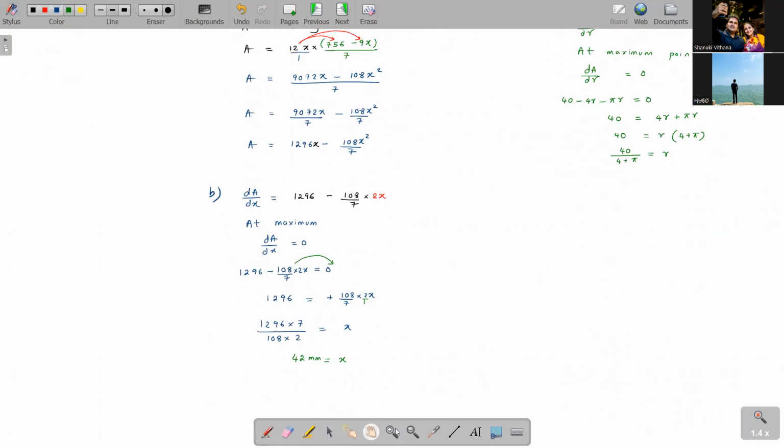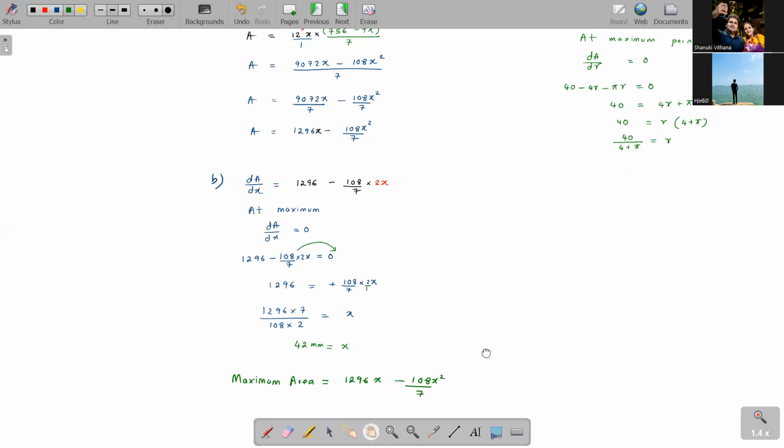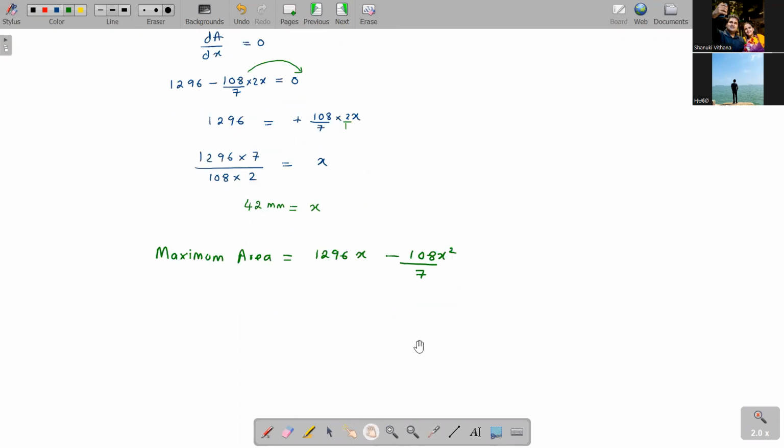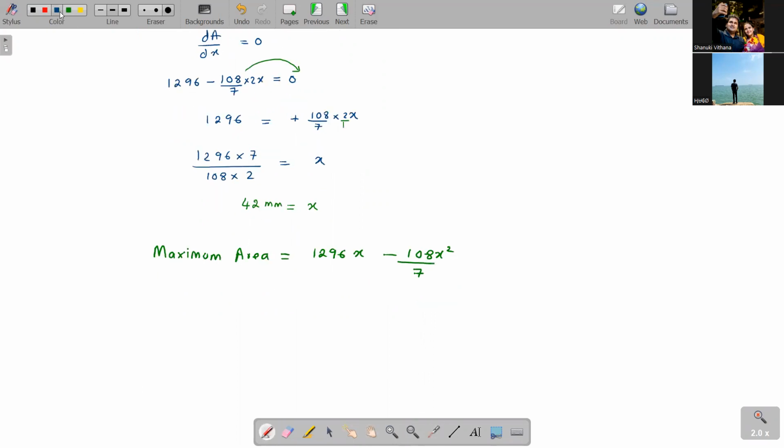So maximum area, 1296x. Children, by the way, if you want to verify, sometimes in the exam it's common for them to ask you to verify that the answer you got in the above part is a maximum. So that is something they ask, okay? In this question I'll do that, because it is something extra you need to learn.